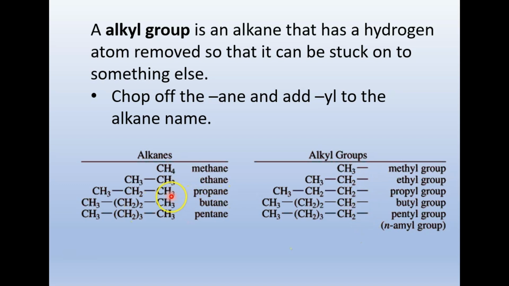There's propane. Chop off this hydrogen. There's the 3. Here's this line. It's getting bonded to something else. We call that propyl. 1, 2, 3, 4. 4-carbon chain. Chop a hydrogen off. This is a butyl group.